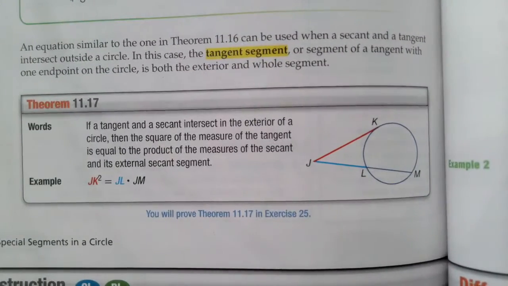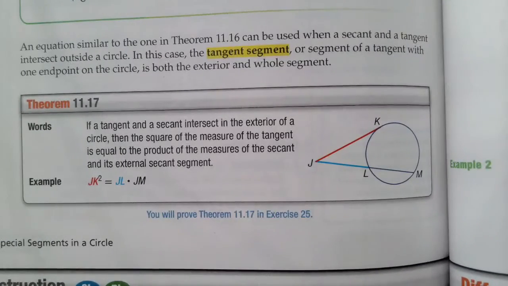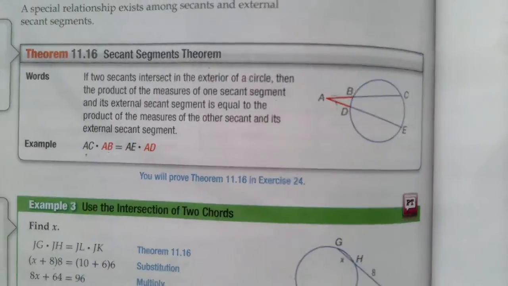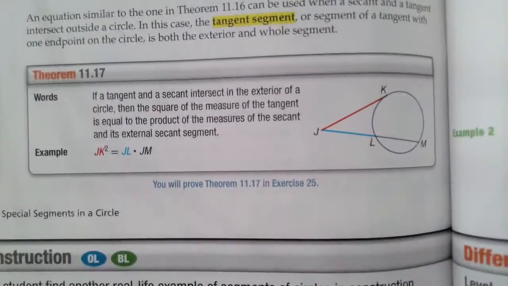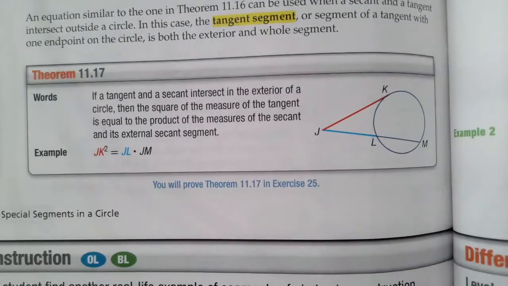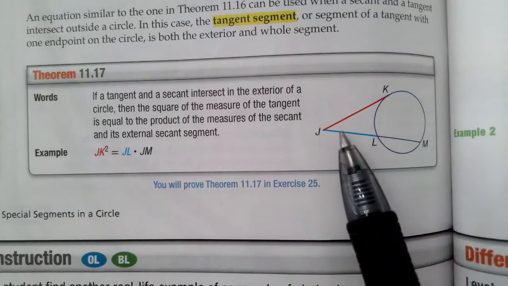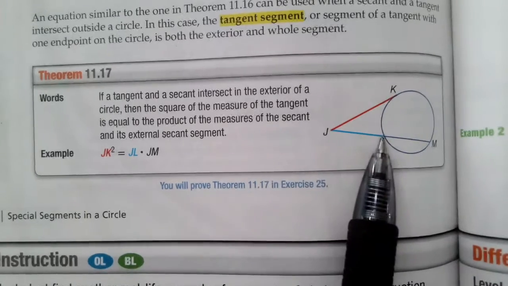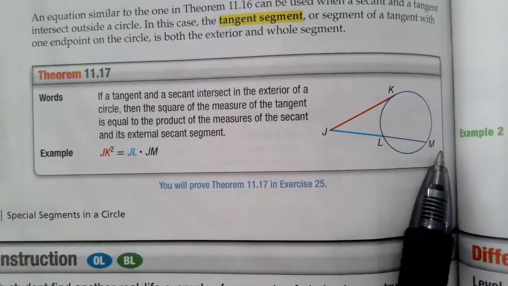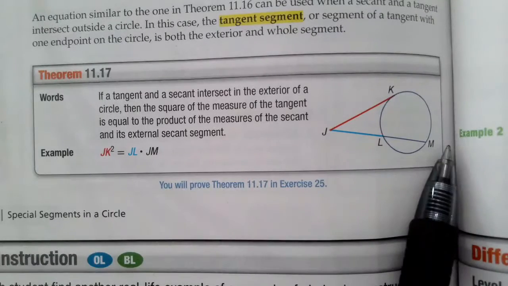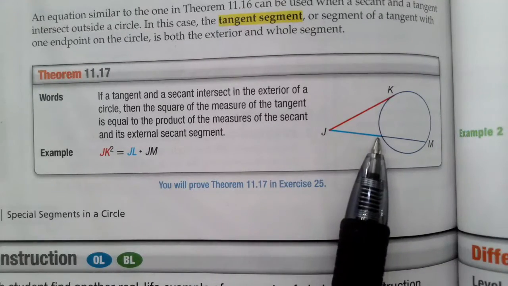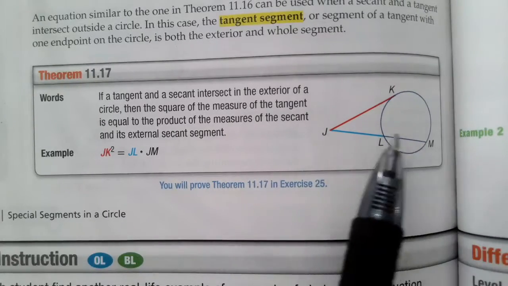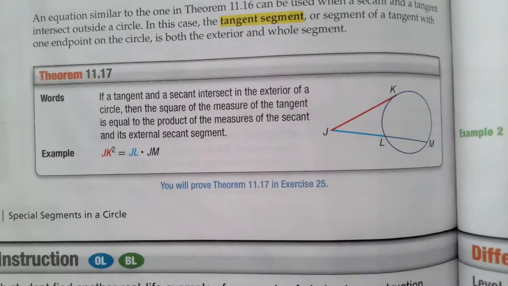The last one we're going to cover today is if a tangent and a secant intersect outside. So this one up here was if two secants intersect outside. This one down here is if a tangent and a secant. So pause it, copy it down. This one says that the tangent line squared equals JL times the entire line. So it's very similar to up there. The entire line times the portion that's outside equals the tangent line squared.